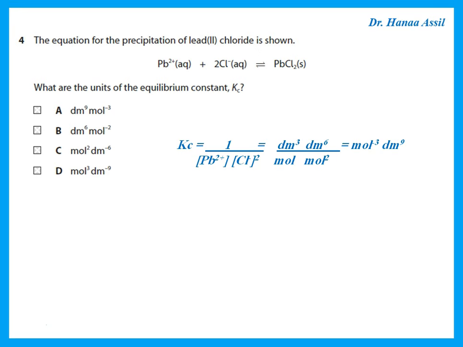So it's actually 1 over the concentration of lead-2 plus times the concentration of the chloride ions to the power 2. So if you put in the units, remember that each concentration is mole per decimeter cubed. So the concentration to the power 2 will be mole to the power 2, decimeter to the power 6. Canceling what is the same up and down, that will give you decimeter to the power 9 times moles to the power minus 3.